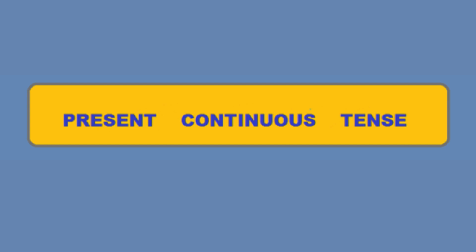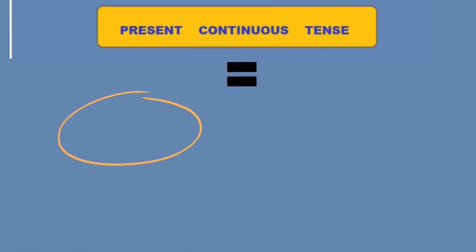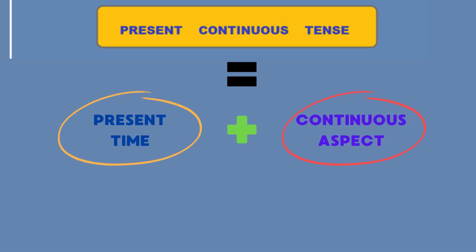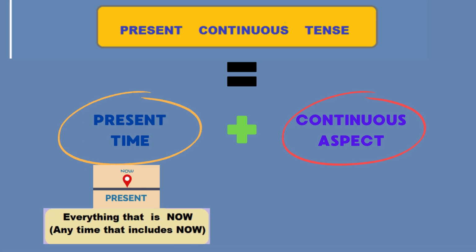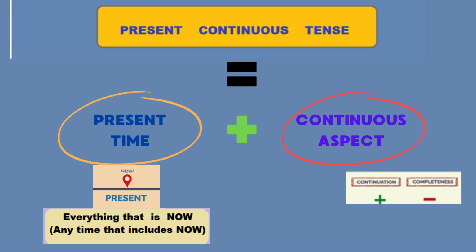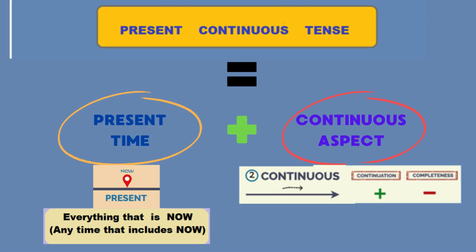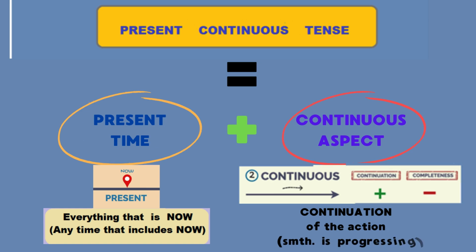Present continuous tense. The present continuous in English is the tense that contains two components, the present time and the continuous aspect. The present time describes everything that is now, or any time that includes now. The continuous aspect expresses the continuation of the action. Something is progressing, ongoing, continuously happening.